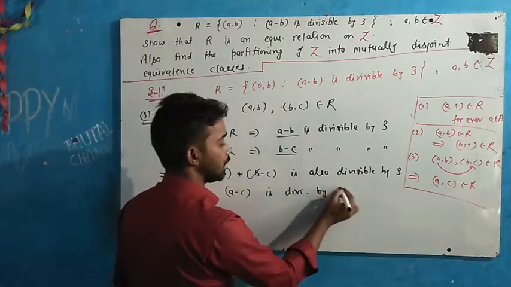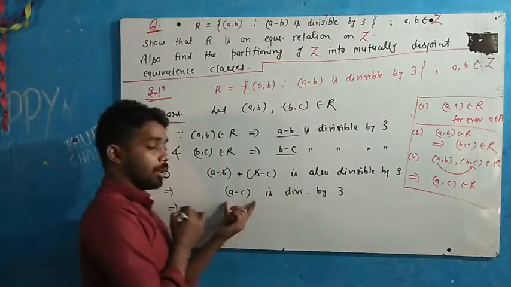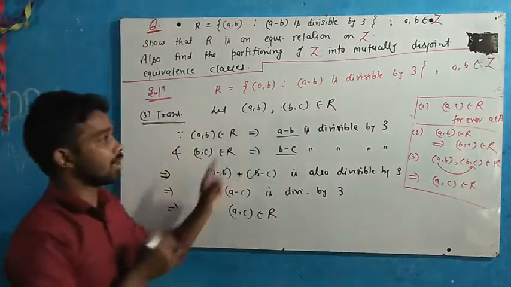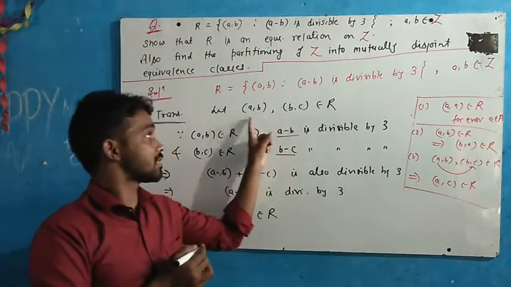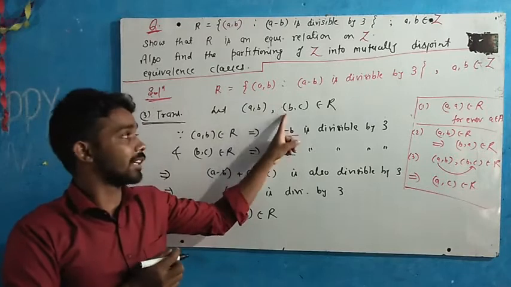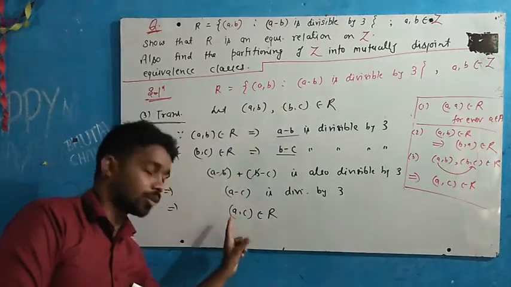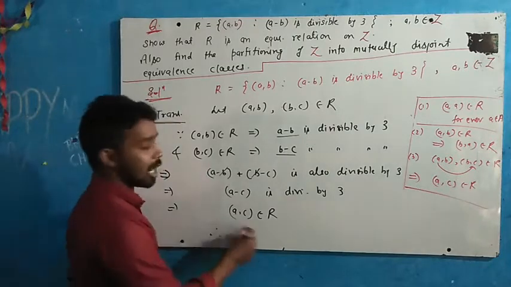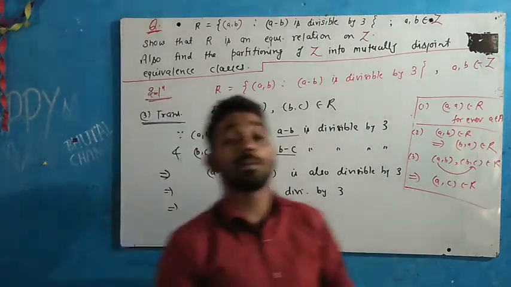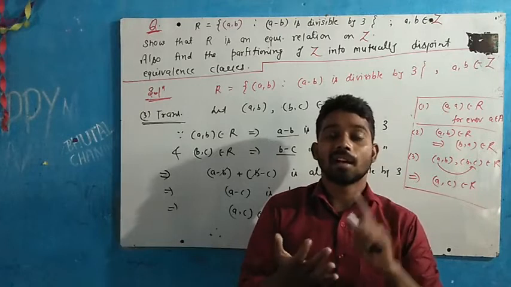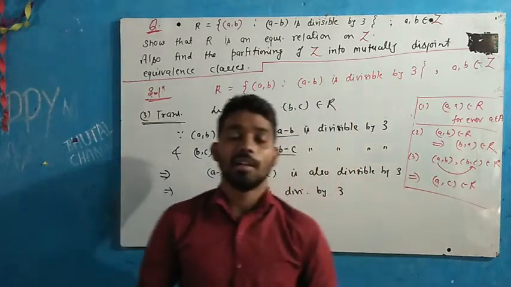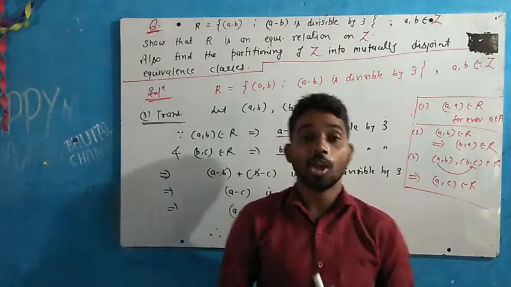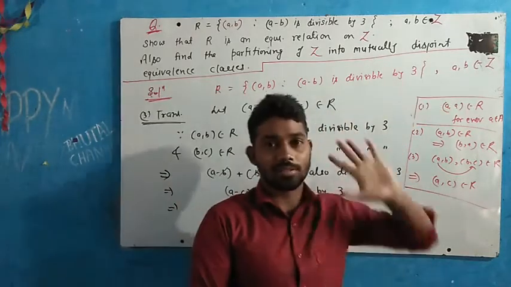is divisible by 3, and so we can say (a, c) belongs to R. Earlier I had taken (a, b) and (b, c): first is related to second, second is related to third, and finally we have shown that first is related to third, and hence R is transitive. And now from the above three points we can say, since R is reflexive, symmetric, and transitive, R is an equivalence relation on the set Z.